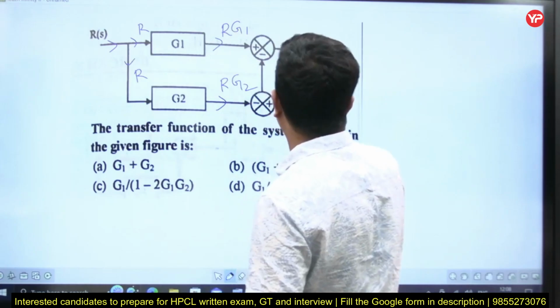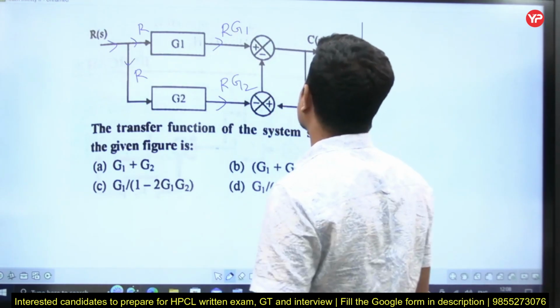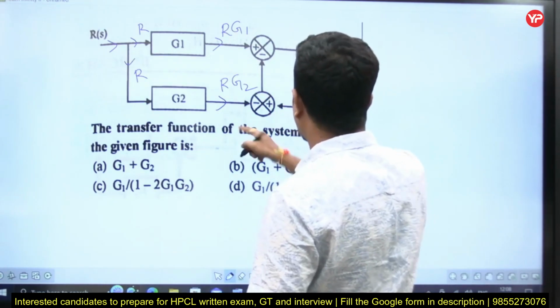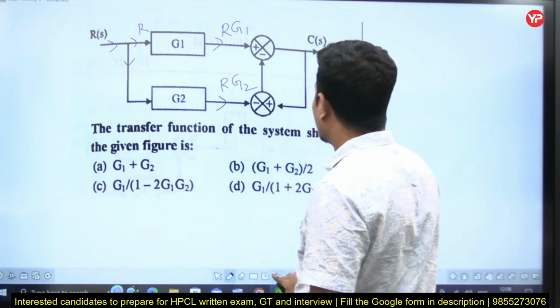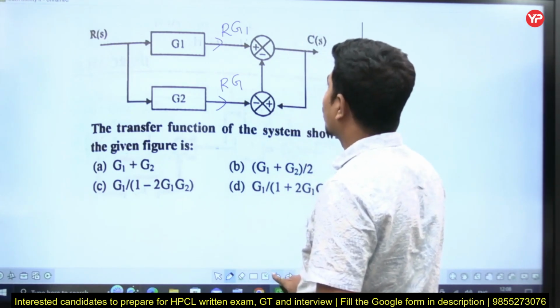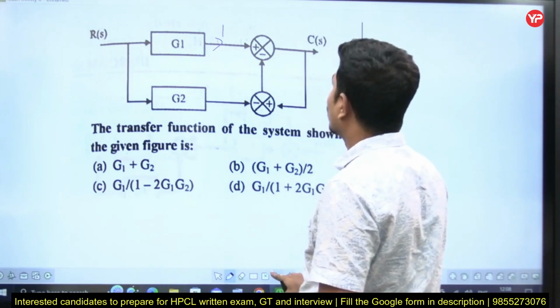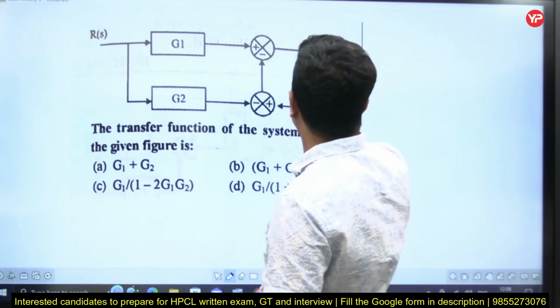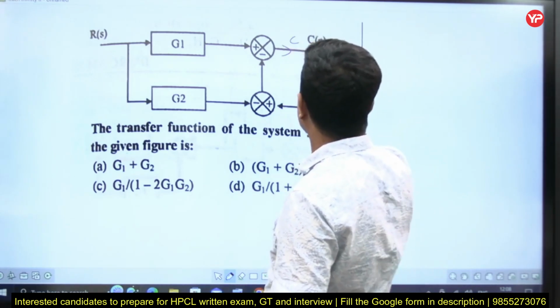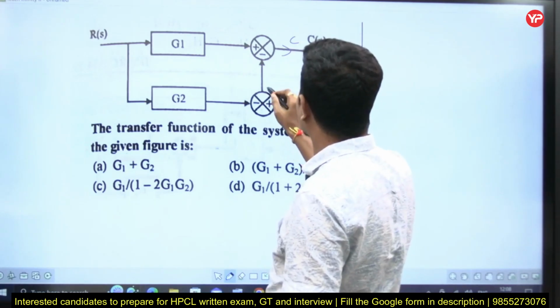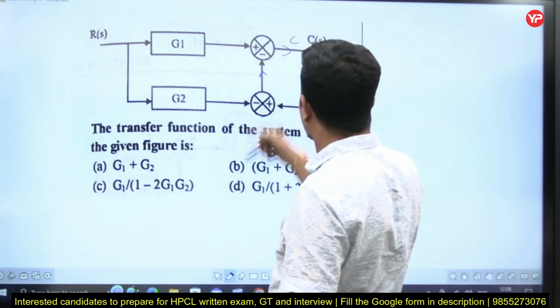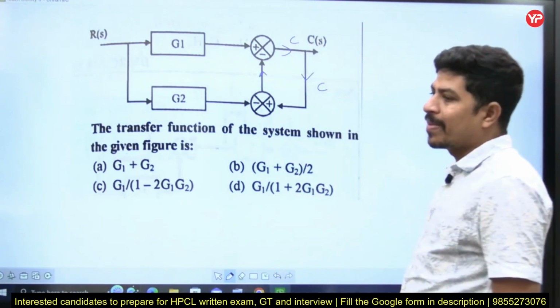Now see here our block diagram algebra is going to be somewhat complicated. Why? Because I have to write many equations. I'll go with Mason's gain formula only, okay? Because here again this is C, this is C, this is C, here C is coming plus C, so this one will be this plus this. That way also we can do. First let's do with Mason's gain formula.